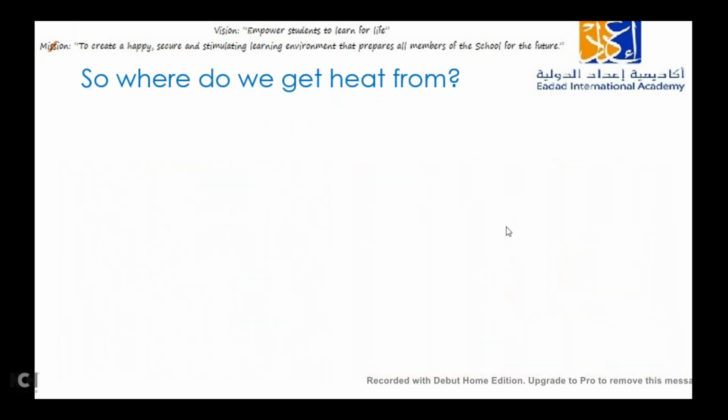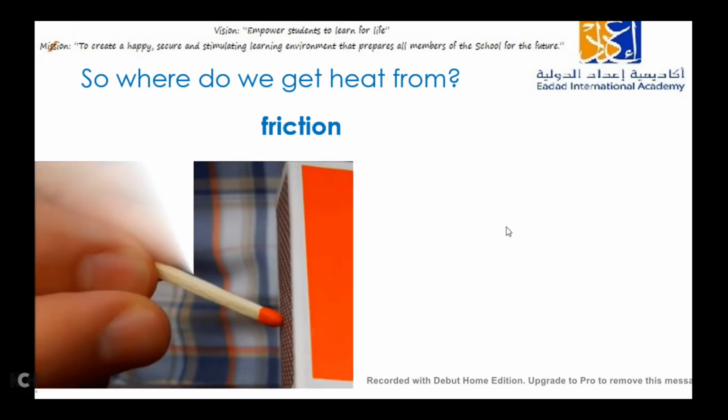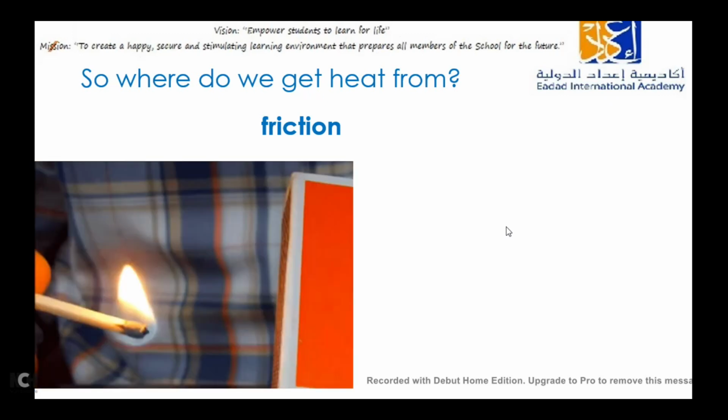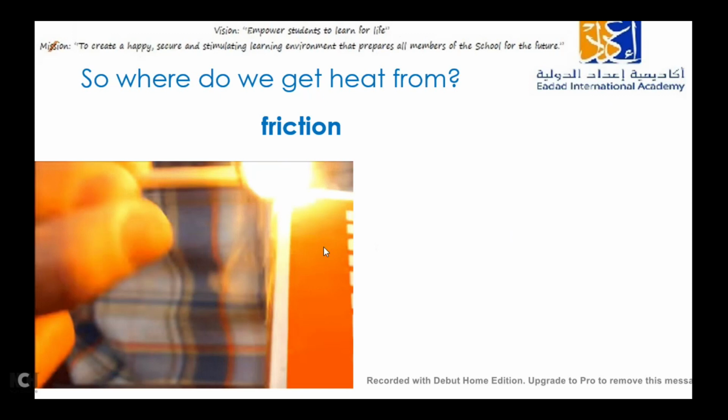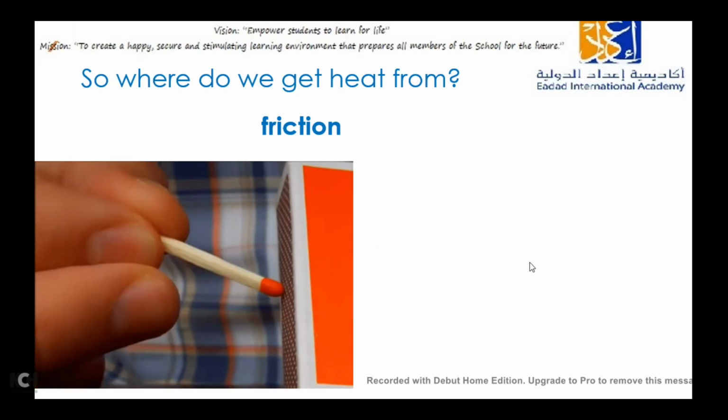Where else do we get heat from? We get it from friction. We mentioned earlier that friction is a word we use to describe when two things are sliding on each other. When two things are sliding on each other a lot, they will produce heat. In the case of this match, just a very small friction is needed to produce fire.